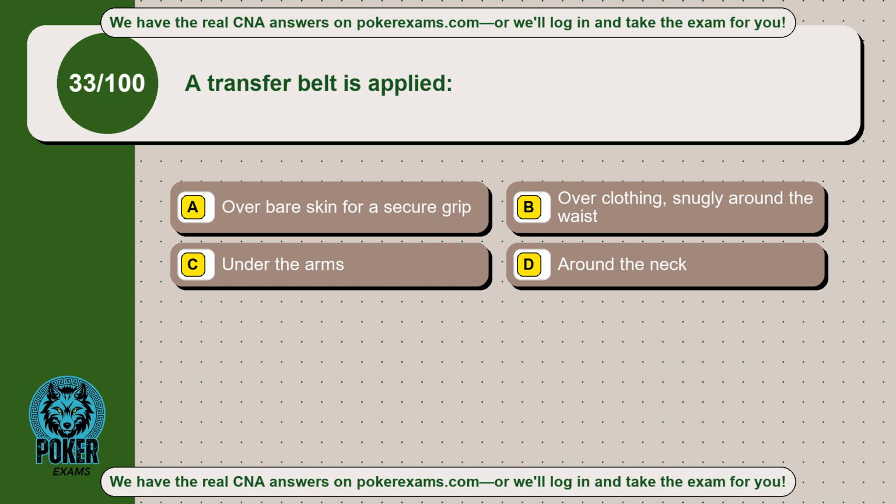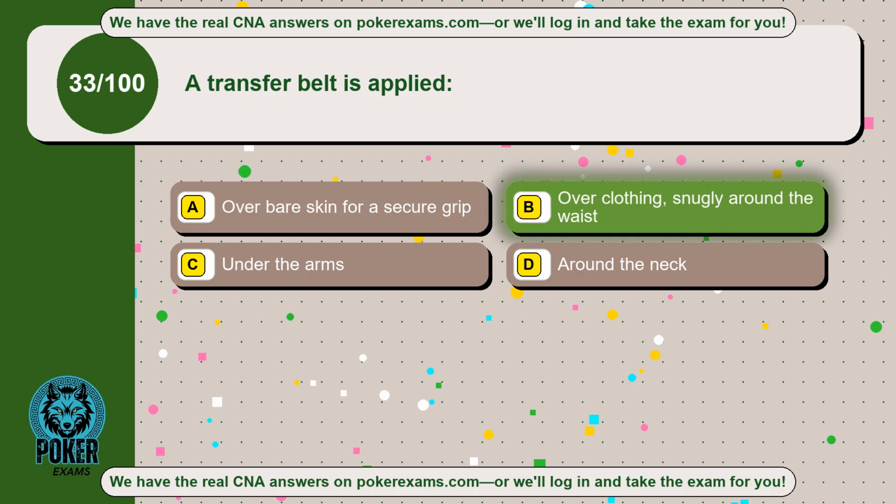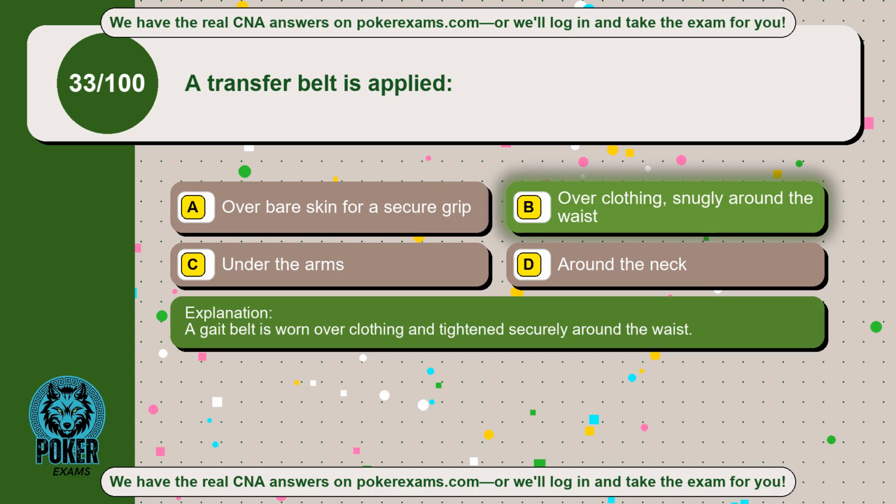Question 33. A transfer belt is applied. Option A. Over bare skin for a secure grip. Option B. Over clothing, snugly around the waist. Option C. Under the arms. Option D. Around the neck. The correct answer is option B. Over clothing, snugly around the waist. A gait belt is worn over clothing and tightened securely around the waist.